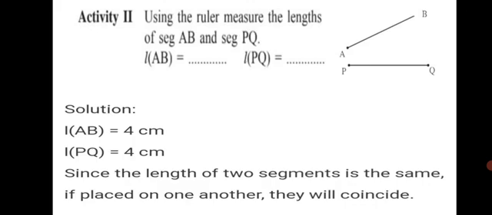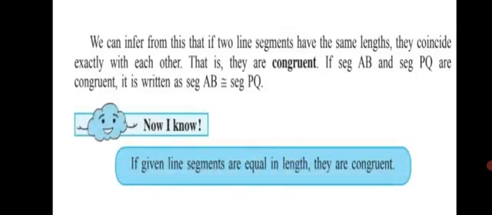Since the length of two segments is the same, if placed one above the other, they will coincide. We can infer from this that if two line segments have the same lengths, they coincide exactly with each other. That is, they are congruent. If seg AB and seg PQ are congruent, it is written as seg AB congruent to seg PQ. So this is the sign of congruence. So now you know, if given line segments are equal in length, they are congruent.